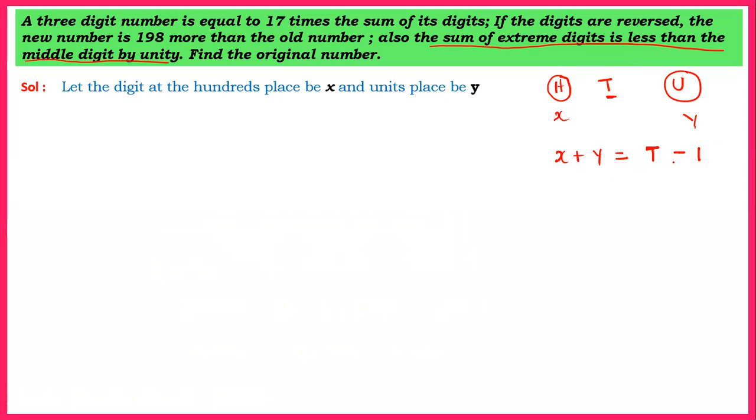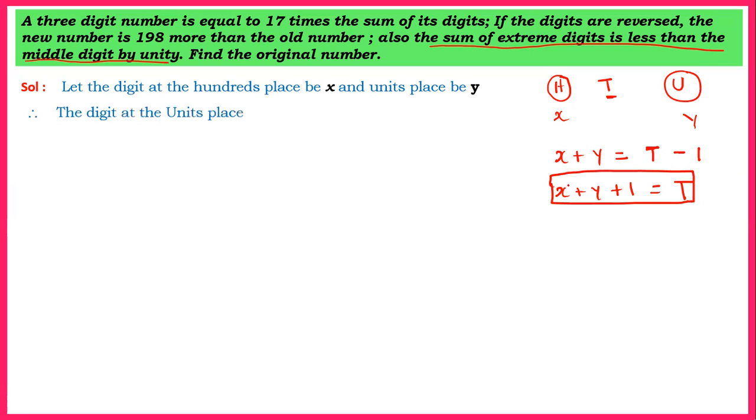So it will be less by 1. So can I say x plus y minus 1, it shifts this side, it's plus 1. This is my digit at the tens place. Okay, so I can clearly say, therefore, now digit at the tens place, it cannot be units place, it has to be tens place, would be x plus y plus 1. Now this is the most important thing here.